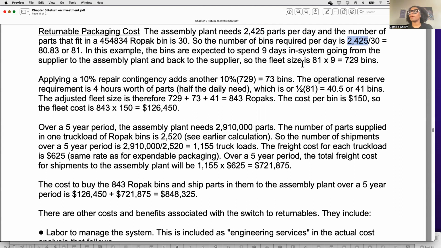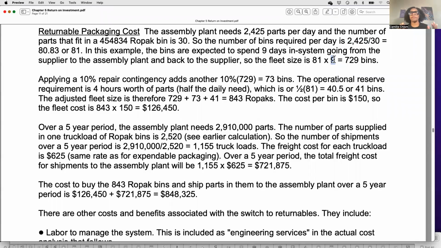So the simple calculation that we did before for the fleet size would be number of bins per day, which we figured out was 81 because we rounded up from the 80.83 to 81. So we know the fleet size is 81 bins per day times the system days in the system of 9 days. It's going to be 81 times 9, which comes out to 729 bins. So now you know that over that 9-day period, from beginning to end, you're going to need 729 bins.